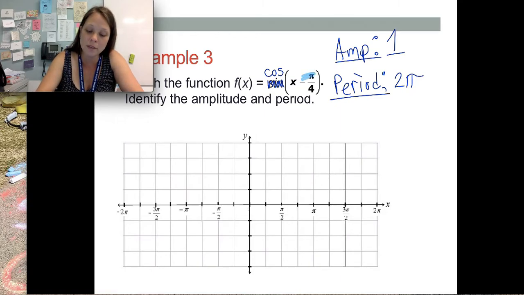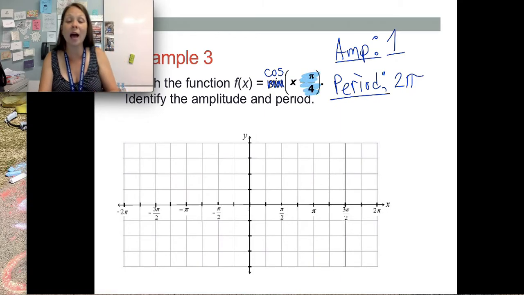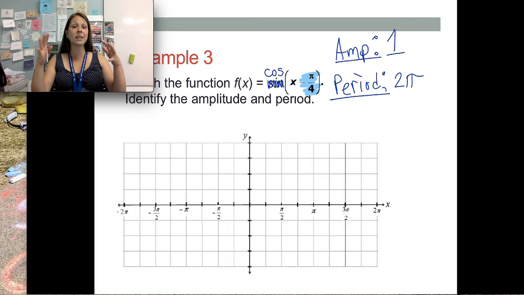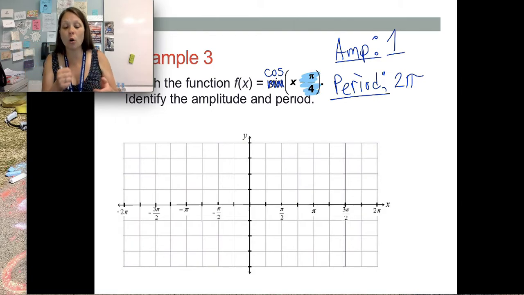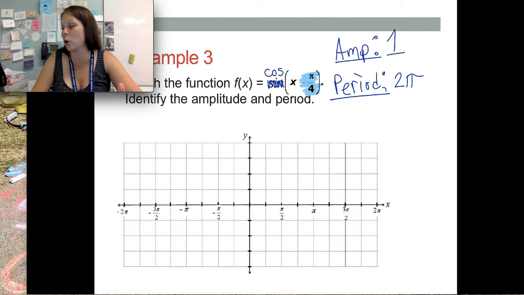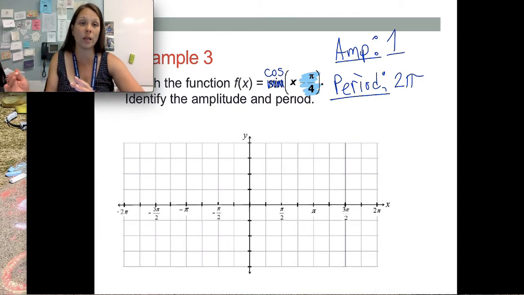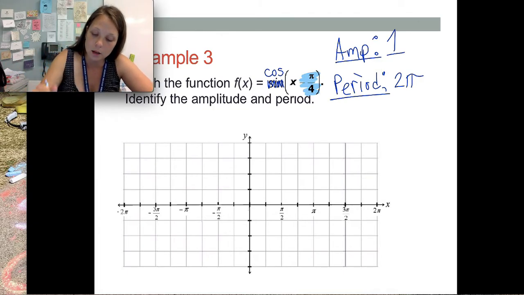Now, we do have this minus pi over 4 happening, and what that is actually doing is shifting the whole graph pi over 4 units. So what I'm going to do first is graph the original cosine function, and then I'm going to show you how we can transform that. So graphing the original parent cosine function, I'm going to do it in pink.